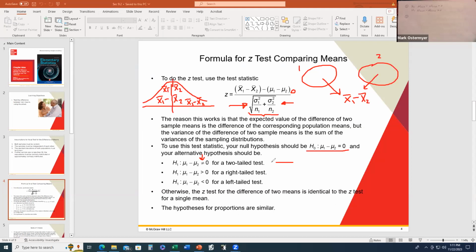So again, this particular hypothesis test, the alternative hypothesis would be saying that the mean of population 1 is not equal to the mean of population 2. This alternative hypothesis would be saying that the mean of population 1 is greater than the mean of population 2. And finally, this one here would be saying that the mean of population 1 is less than the mean of population 2. So this would be a two-tailed test. This would be an upper tail test, and this would be a lower tail test. Okay.